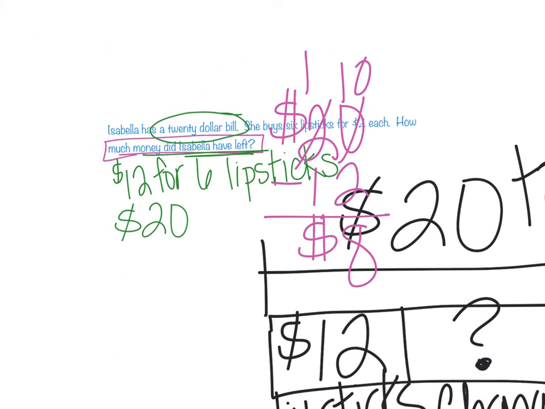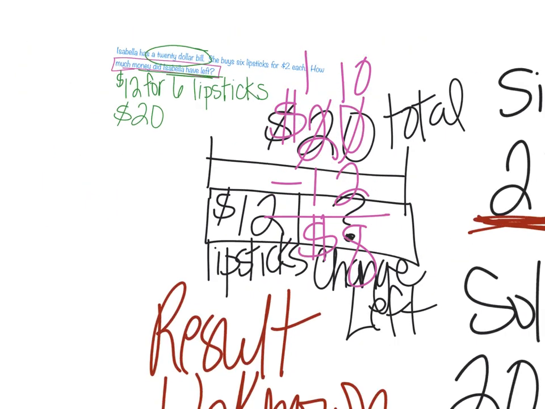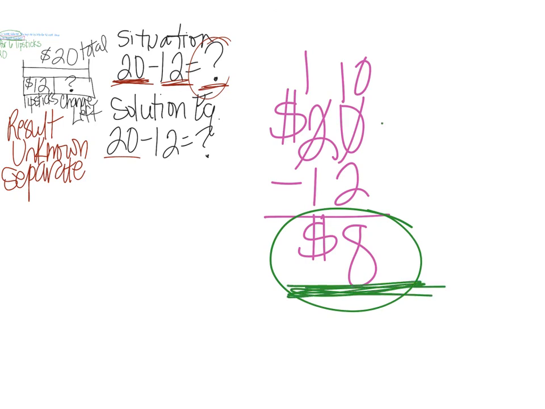Yes, I sure have, because it asked me how much money did Isabella have left. And I figured out that Isabella, after paying $12 for all her lipsticks, she had $8 left. So I'm in the verify the solution part of my solve process now. So I'm going to evaluate the reasonableness. And yes, it's reasonable because she can't have more money left over than what she started with. So it is reasonable. Now I can go ahead and go to step 5 of extending the problem.